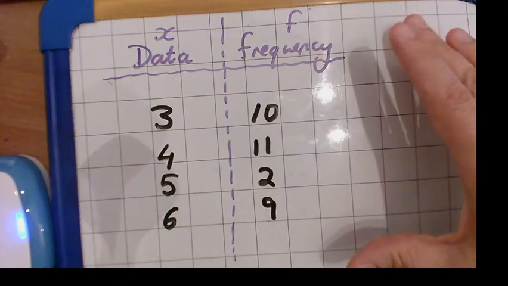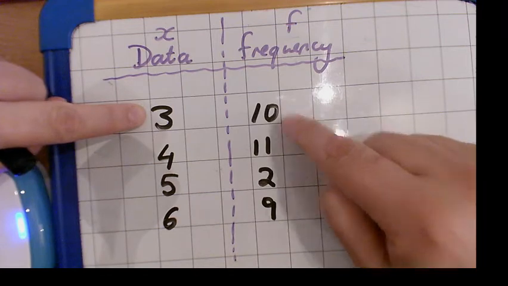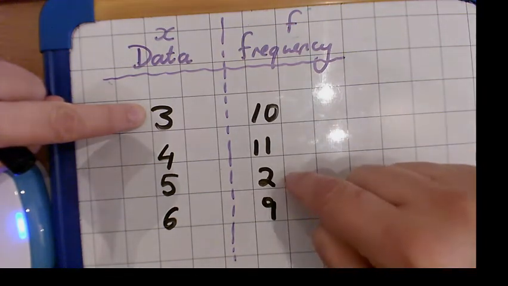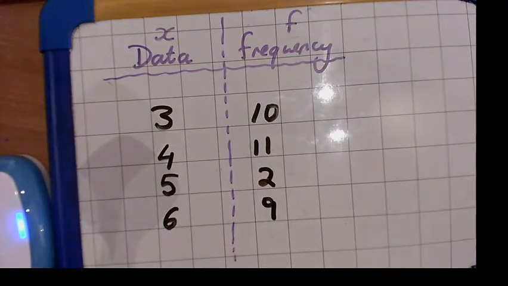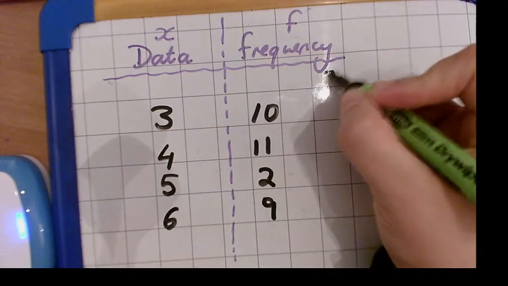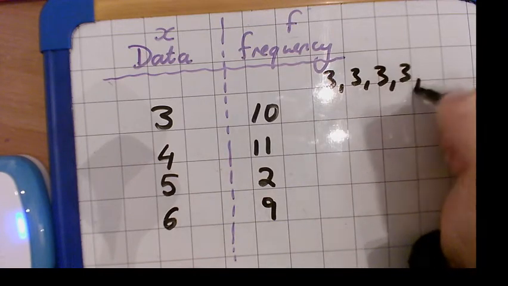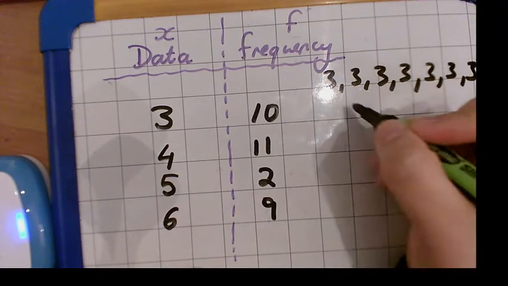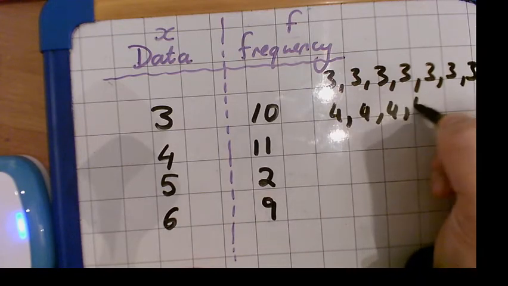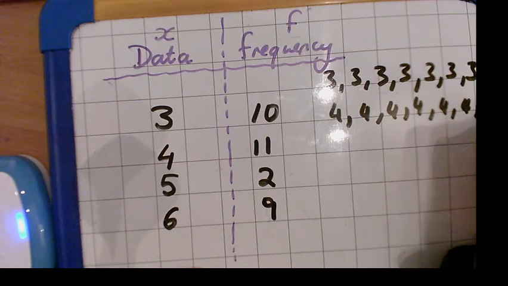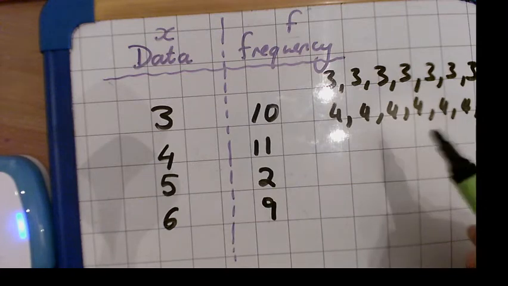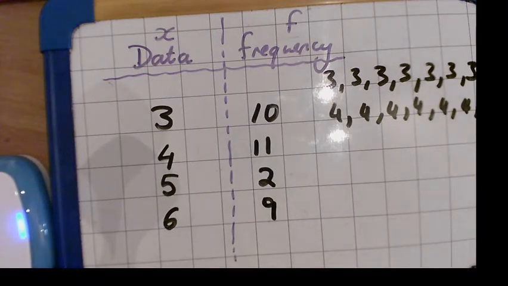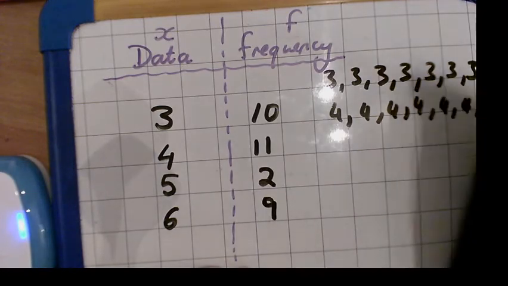If this data was written out, you would have 10 threes followed by 11 fours followed by 2 fives followed by 9 sixes. Now, we don't want to have to deal with data that's written out for us. It is easier, but it's long. If I had to write out a 3 10 times and then 11 times write a 4, this can get quite tedious. And then to find the mean, we'd have to add all these numbers up and divide by how many numbers there were. So there must be a quicker and more efficient way of doing this. This is how we do it.